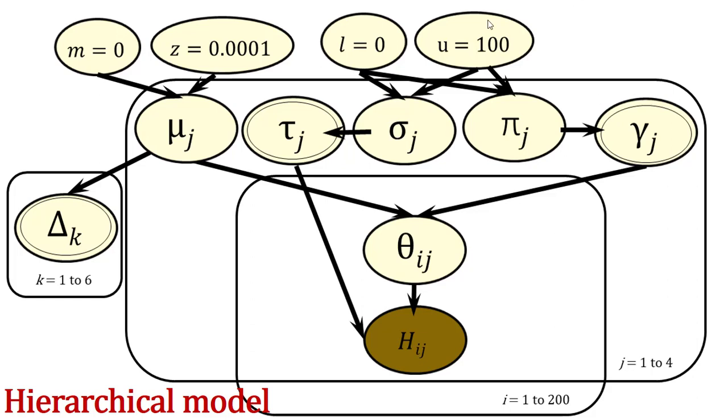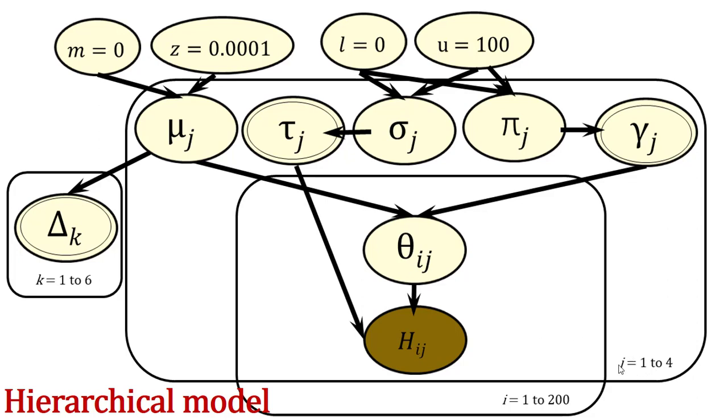So first of all, you've got 3 plates here. Plate I says 1 to 200, plate J 1 to 4, and plate K 1 to 6. Plate I represents the participants, so we've got 200 participants. Whatever is inside plate I repeats 200 times. So we've got these 2 variables that are within I: we have 200 H's here and 200 thetas.